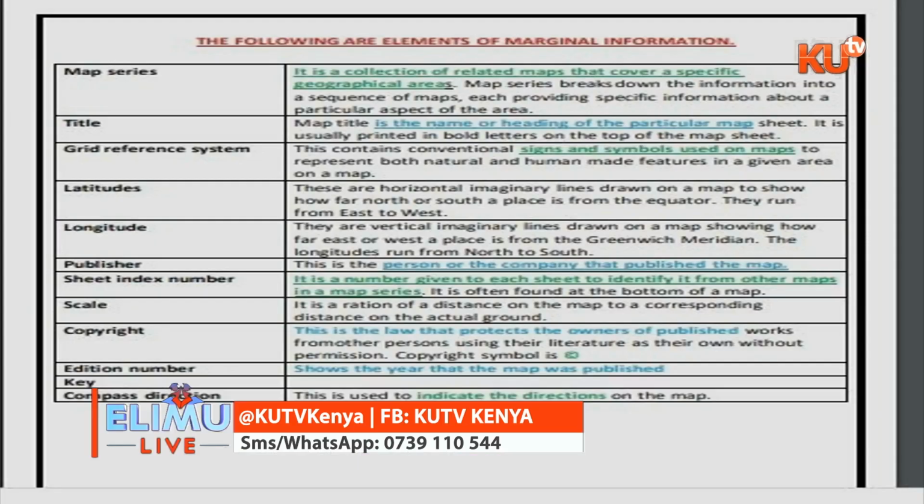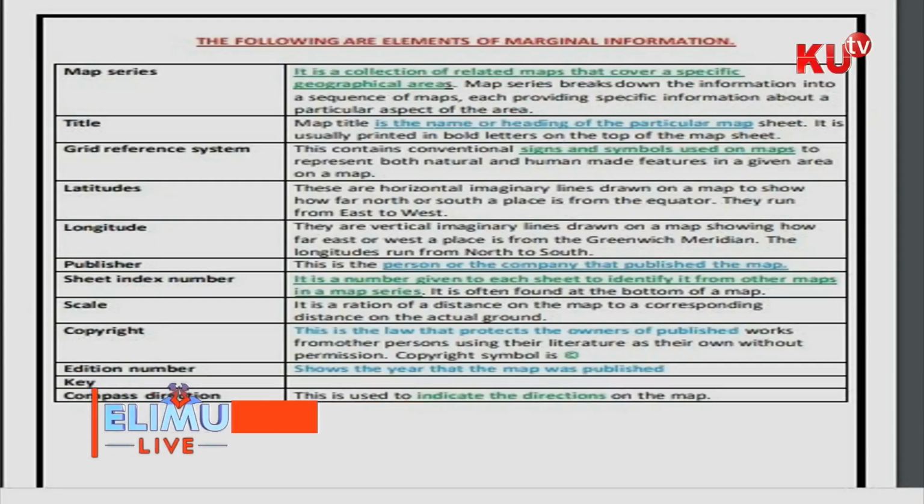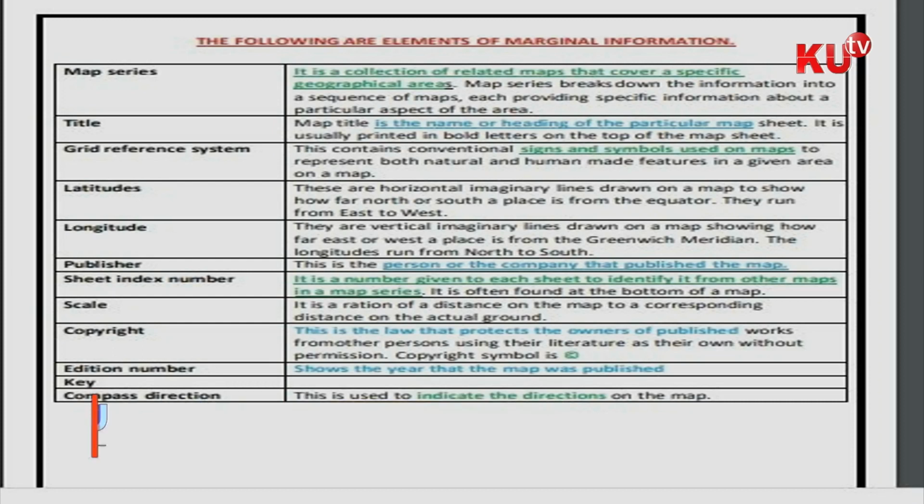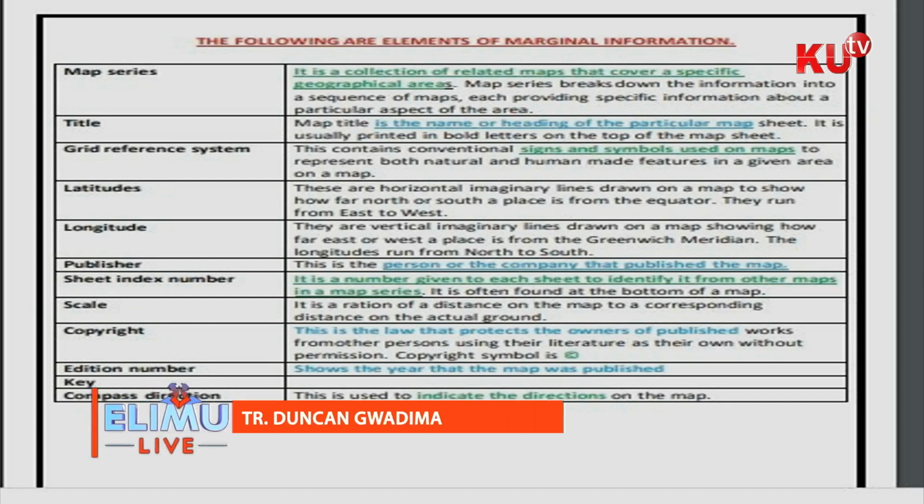Map series is the breakdown of information into a sequence of maps, each providing specific information about a particular aspect of the area. A map series refers to a collection of related maps that cover a specific geographical area. That specific geographical area is what we call a map series.